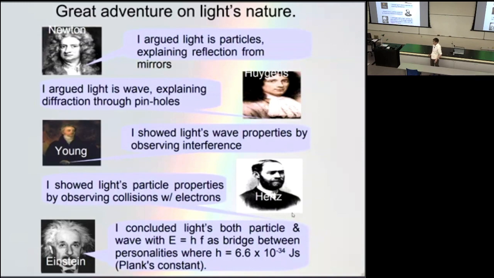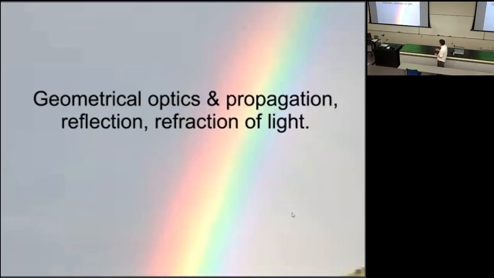And we're going to walk through this whole story. We're going to look at problems where it seems that light looks like a particle, look at examples where light looks like a wave, and then we will finally conclude ourselves that light exhibits both particle and wave-like properties. So that's the whole story.